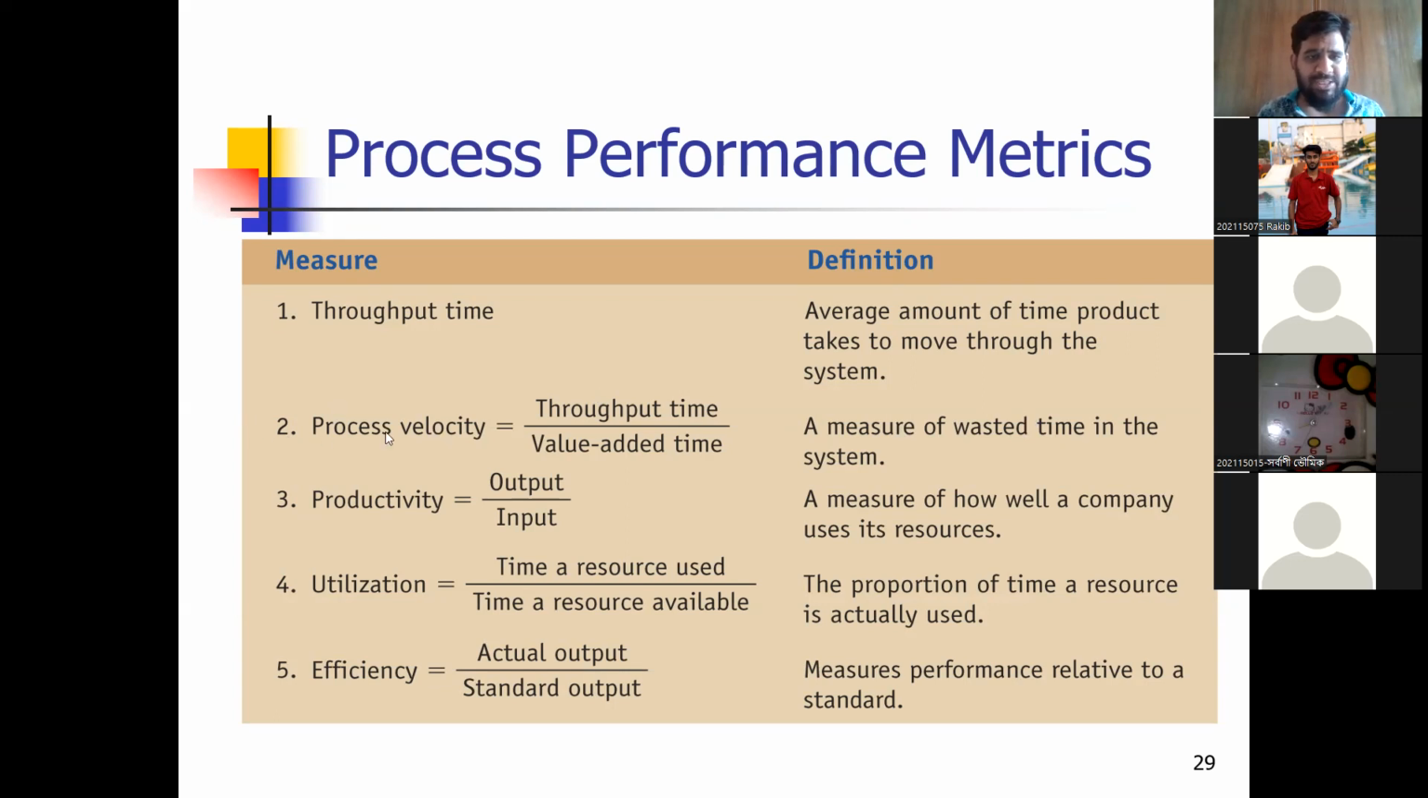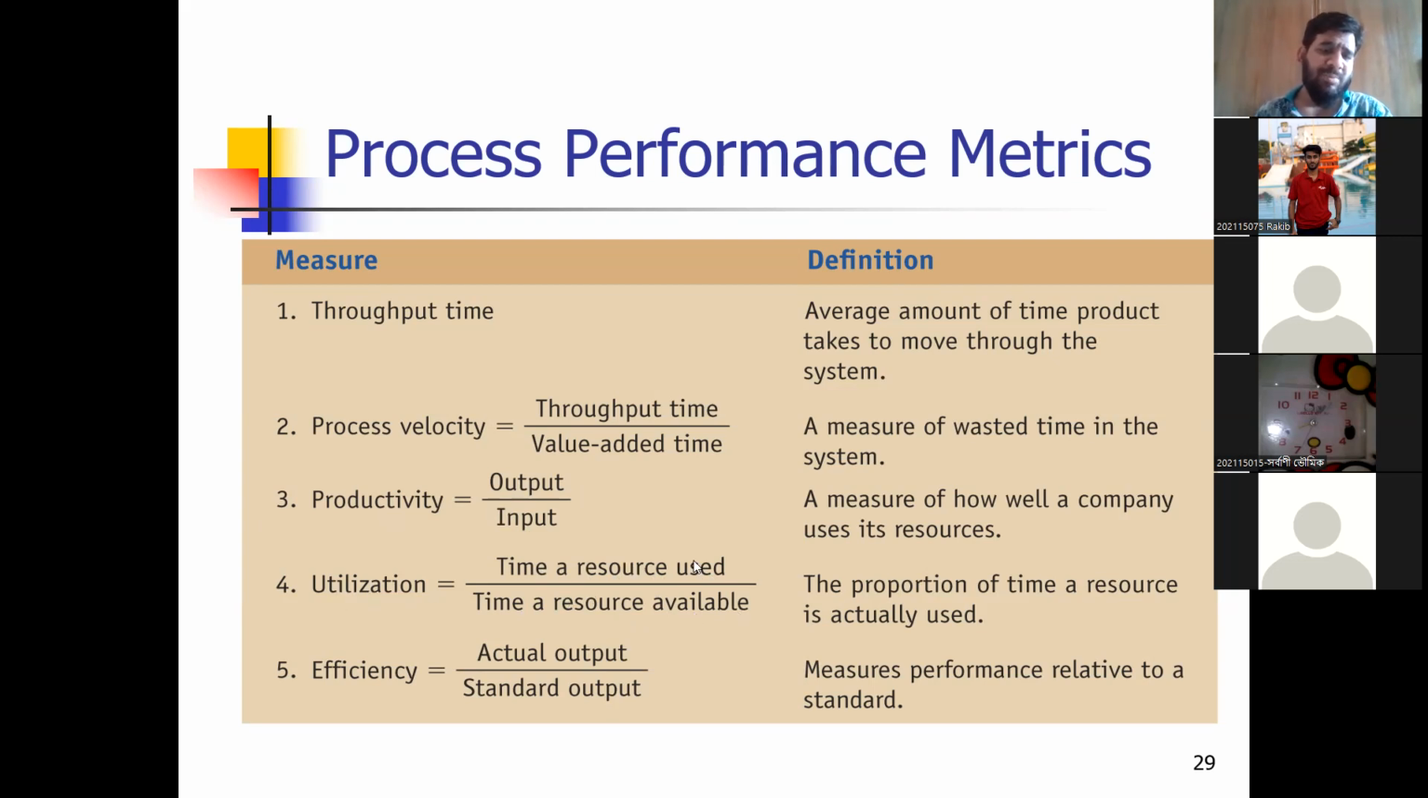system. So process velocity will ultimately give you the relationship between throughput time and the value-added time. And then you will also calculate the productivity. Productivity means output divided by input. There is no confusion because we already know the productivity in our definition of operations management. Then utilization. Utilization means time or resource used divided by time or resource available.